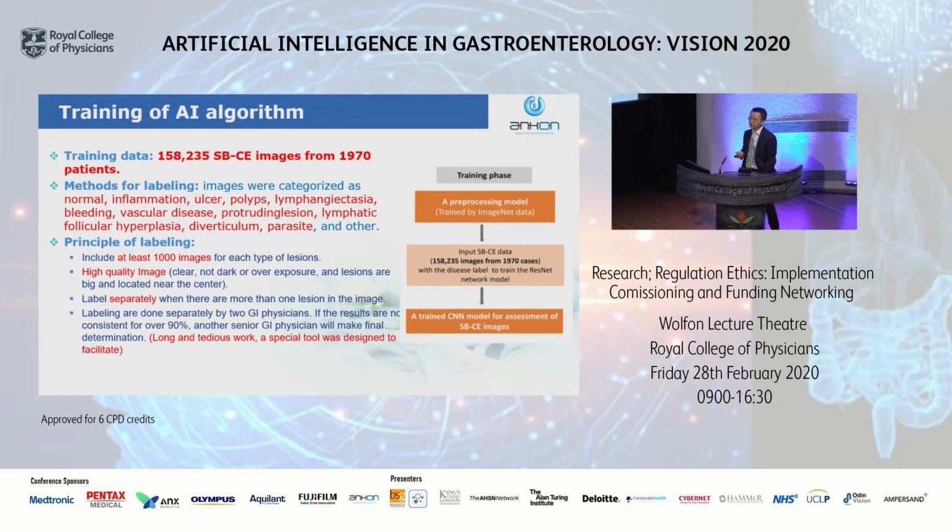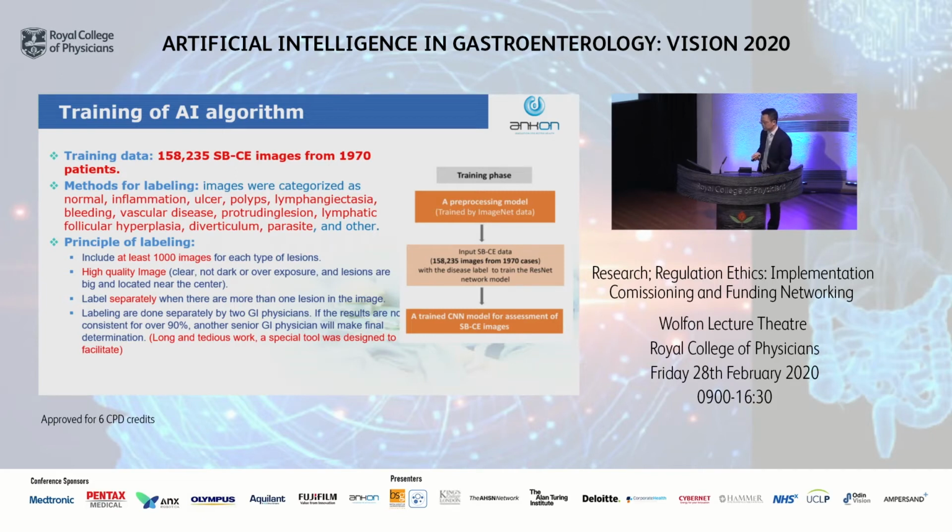I'll give you some detail about how we did the training of the algorithm. The training data were 158,235 small bowel images from almost 2,000 patients. In the labeling method, we categorized images as normal, inflammation, and all kinds of lesions.